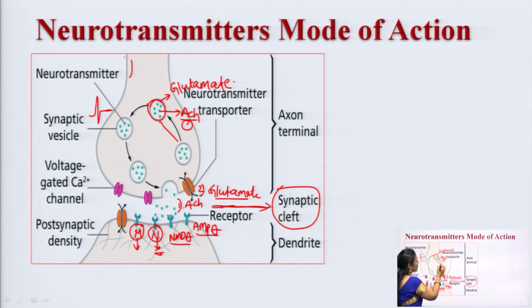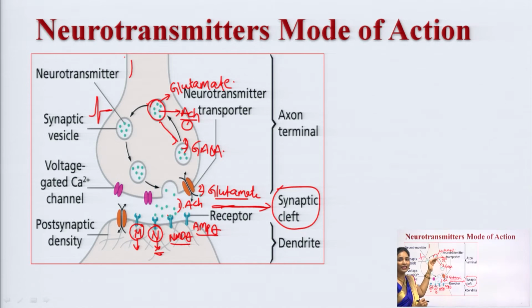You can take the third example as well. For example, if I am talking about GABA. GABA is also a neurotransmitter. Which type of neurotransmitter is it? It is an inhibitory neurotransmitter, right? It is an inhibitory neurotransmitter. The same thing will happen here.